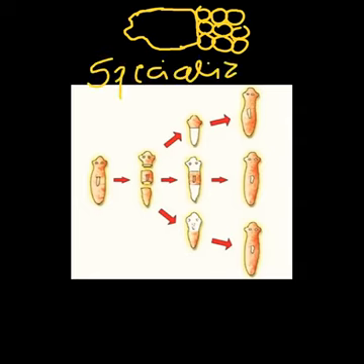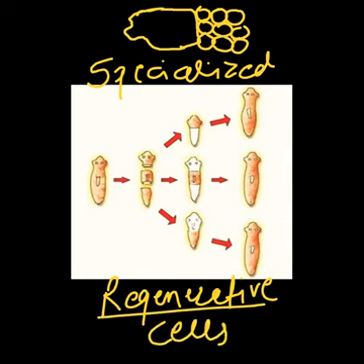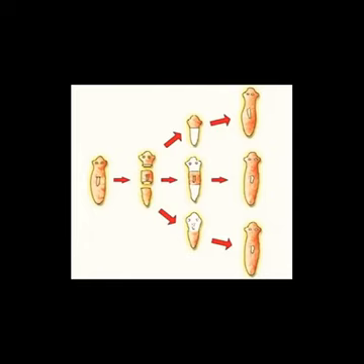These cells are specialized cells, and the specialized cells are called regenerative cells. What is the name of the cells? The cells are called regenerative cells. So these regenerative cells divide and keep on dividing and form what do they form?